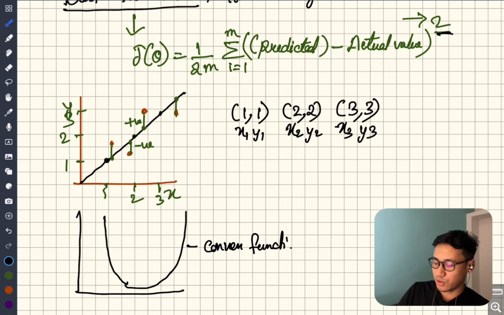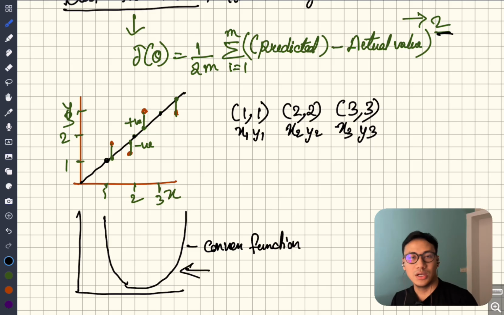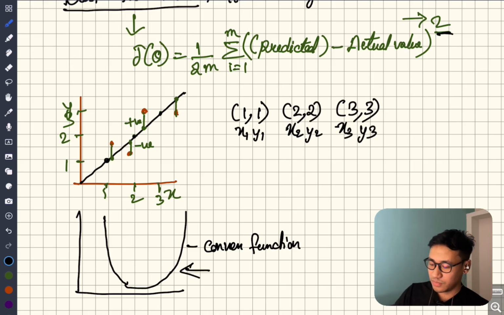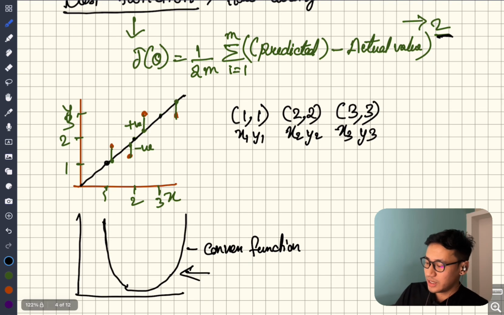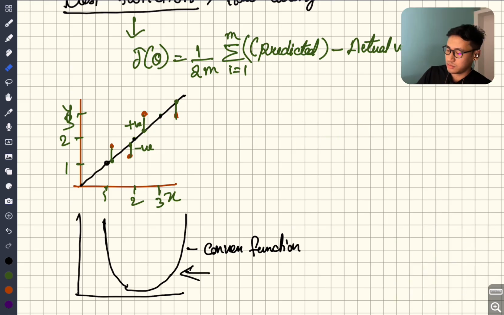So I'll come back to this point. For now, just understand, we try to create a curve that is convex in nature. All right, that is why we are using this square. All right, so this is the formula. Let me write the full formula here. This is not the full formula.